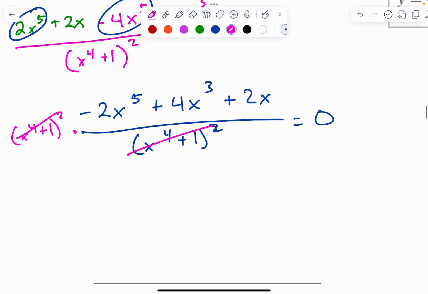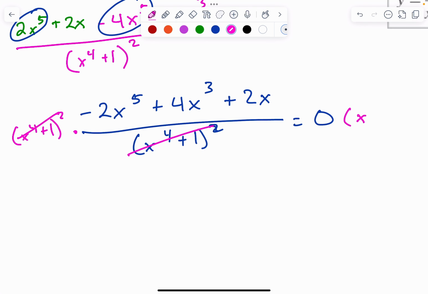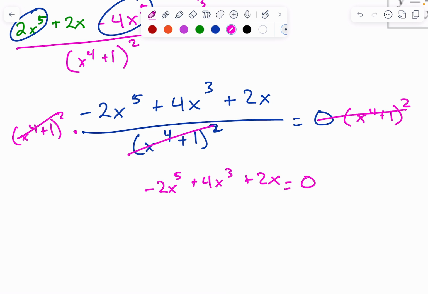But then he's gone, right? If I multiply him over here, x to the fourth plus 1 squared, he's going to go away, and he's just going to be equal to 0. Negative 2x to the fifth plus 4x cubed plus 2x. And then I've got to simplify from there, all right? So let's see. If I take out a negative 2x, I will be left with x cubed plus, no, minus 2x squared.